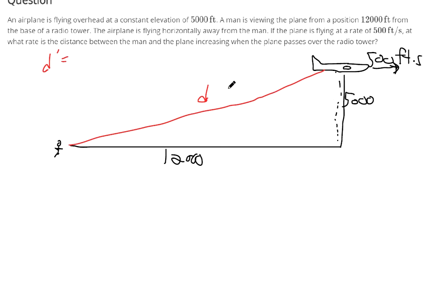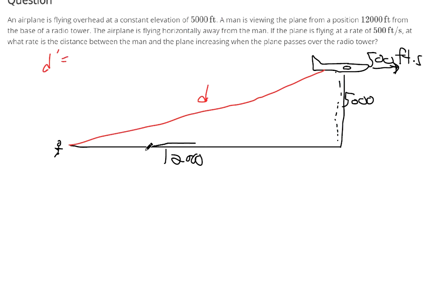So let's look at all three sides of the triangle. The distance the man is from the plane, that fluctuates with respect to time. As time goes on, that distance increases. This distance between the plane and the ground actually stays the same irrespective of time. You know, you go 10 seconds, 100 seconds, the plane is holding a constant elevation of 5,000 feet. So that is not a variable.